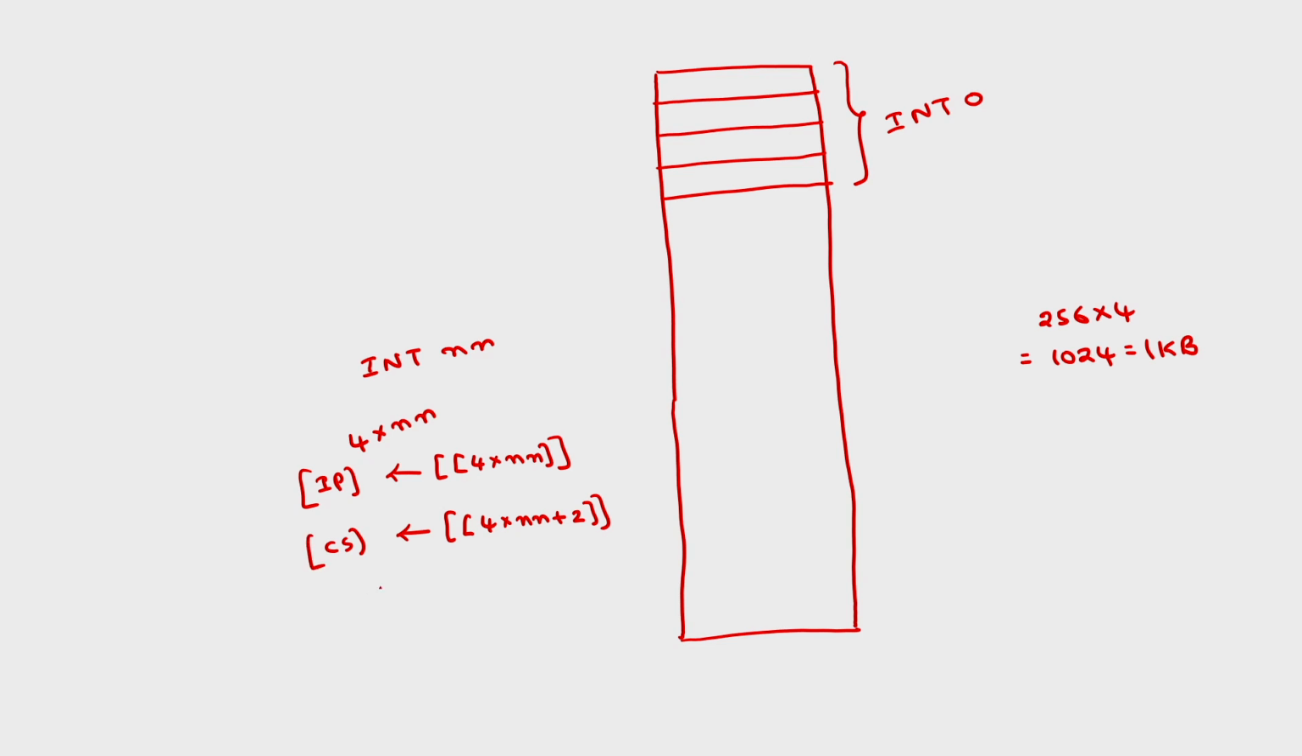For example, if I take INT2, then what will be loaded into the instruction pointer will be the contents of 4 into NN, that is 00008H, and the contents of CS will be the contents of 0000AH.